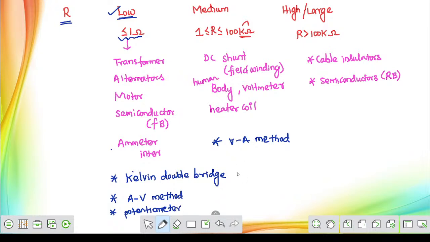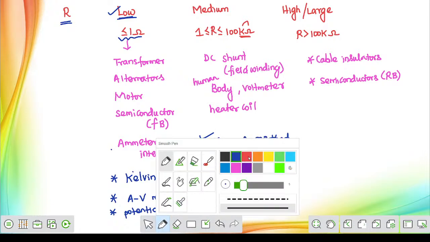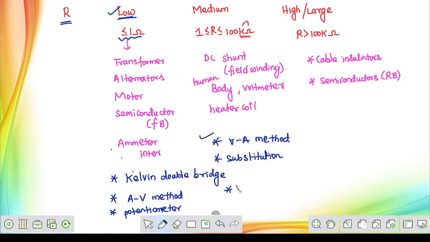Now, if you are focusing on medium resistance, as I told, the voltmeter-ammeter method is one of the best suitable methods. The second one is the substitution method. You might have observed this word, but you have to remember the substitution method. That is another most important one. And the third one, the most important and famous method to measure the value of medium resistance, is the Wheatstone bridge method. You will have to remember this.